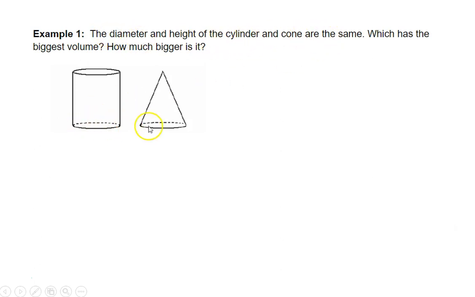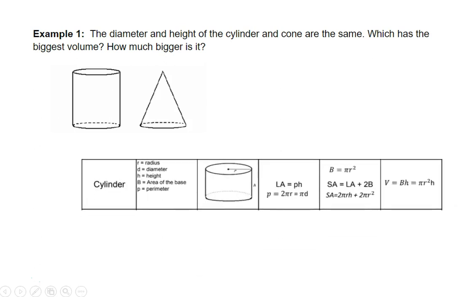That means the circles here are the same, having the same diameter, and the height of each of these are the same. So let's say that these two figures have the same diameter and height. Which of them has the biggest volume, and more importantly, how much bigger is it? We could probably look at these two figures and take a good guess as to which one you can fit more stuff into. Probably the cylinder, but how much is what we'll get at with this example.